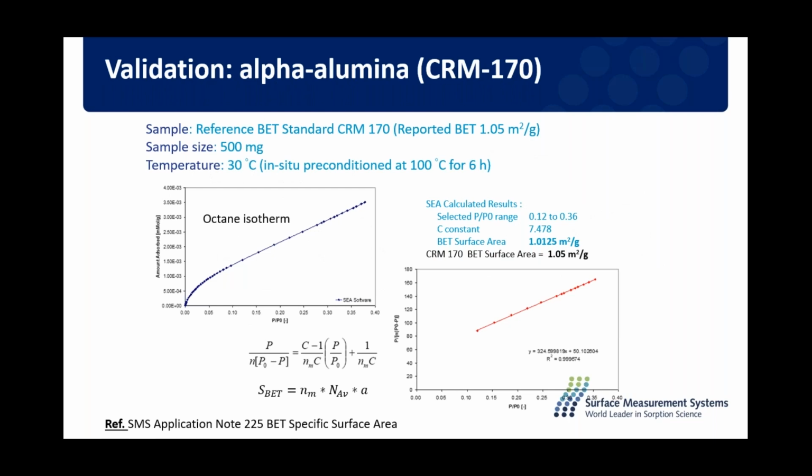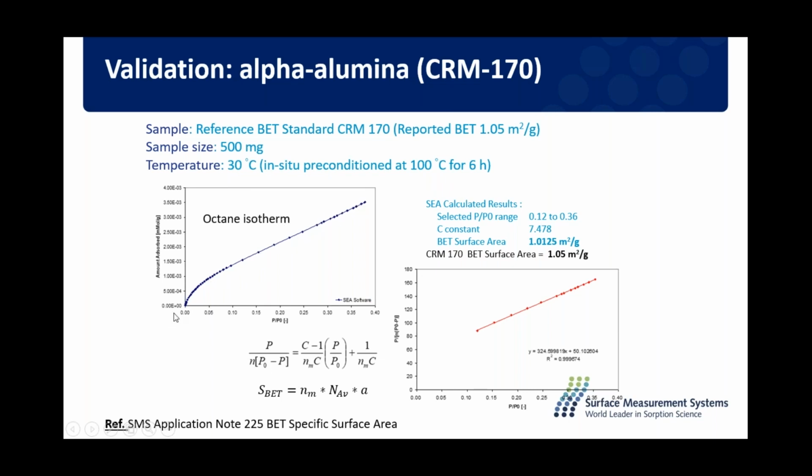And just as a way to validate the technique, you certainly can use BET standards. This is a CRM 170, which is a 1.05 meters squared per gram BET standard. This was done with about 500 milligrams. It was conditioned in situ at 100 degrees C for 6 hours. We then measured the octane isotherm.